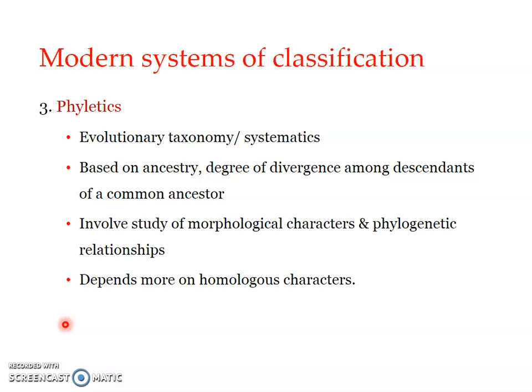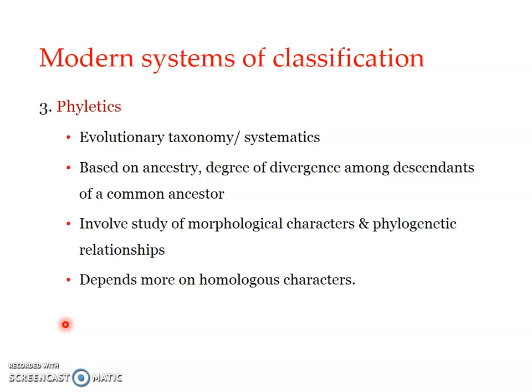Why are homologous characters given more importance? Because homologous characters are direct evidence for the process of evolution. Homologous characters show that, for example, the wings of birds, the flippers of dolphins, and the forelimbs of horses all originated from the same structure, that is, the forelimbs of a common ancestor.